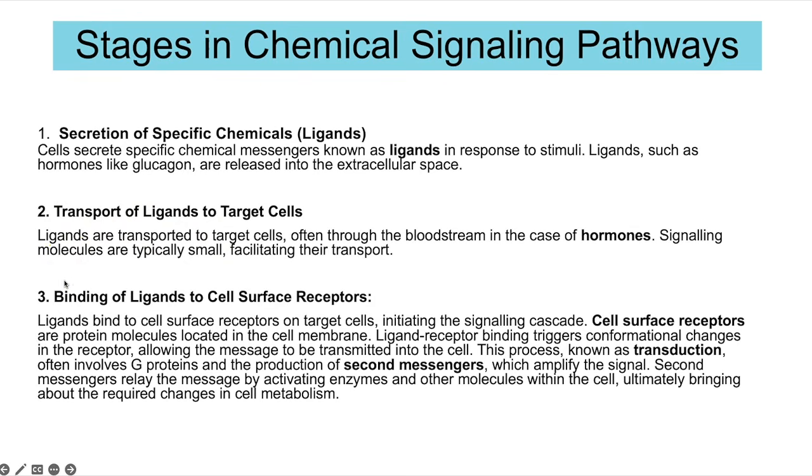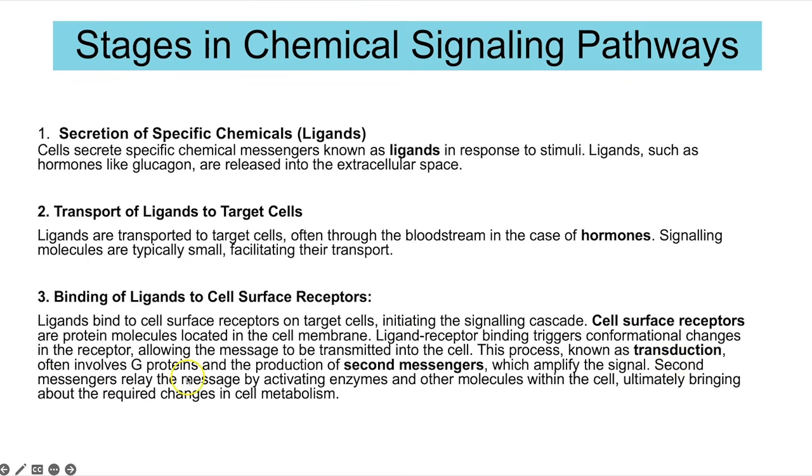Once it gets to the cell, the ligand will bind to receptors on the cell surface membrane of those target cells. This is where we see the role of the cell membrane in the chemical signalling pathways, because they have those receptors on the cell surface membrane. That's what the hormone or ligand can bind to, and that will initiate a signalling cascade. The cell surface receptors are protein molecules located on the cell surface membrane. The ligand-receptor binding triggers conformational changes in that protein receptor, allowing the message to be transmitted into the cell. That process is known as transduction.